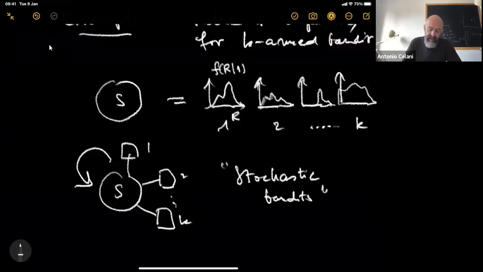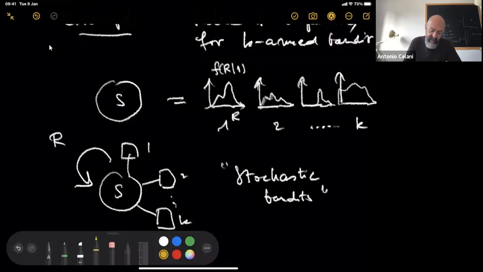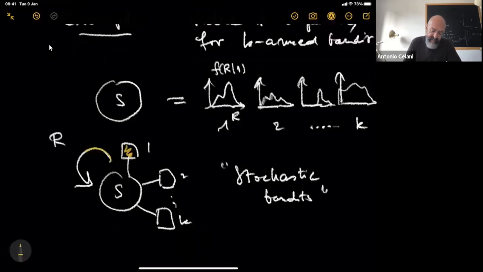And in this process of getting back to the state, you get your reward, which is picked from this particular distribution. So if I pick action 1, I go like this. This means that I'm picking it from this distribution here, and so on for different decisions.